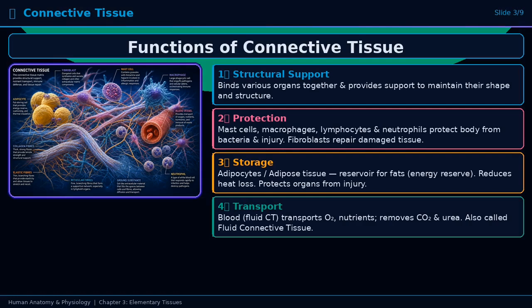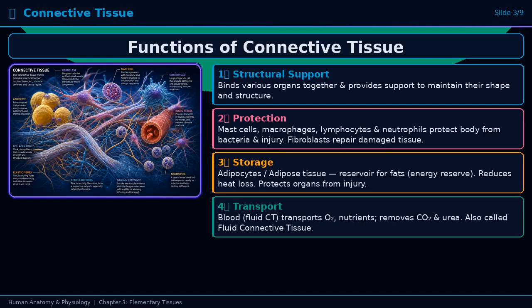Number 1, structural support. It binds various organs together and maintains their shape and structure. Number 2, protection. Cells like mast cells, macrophages, and lymphocytes protect body organs from damage by bacteria and foreign particles. Fibroblasts and macrophages also help repair injured tissues.